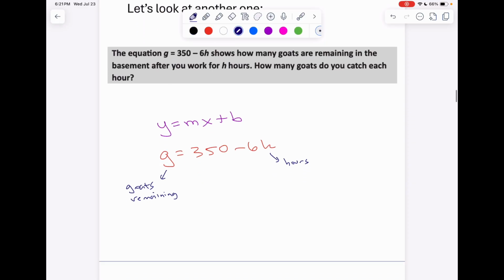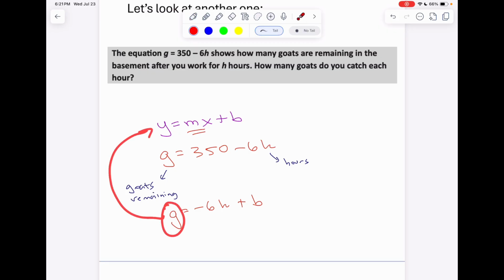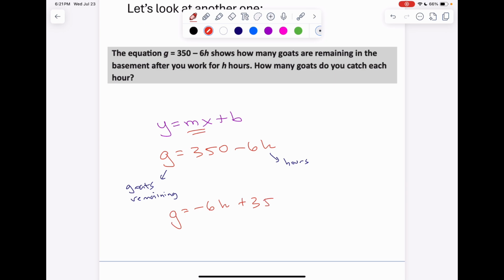Another way would be to rewrite this in y equals mx plus b form. G equals, we're going to put our variable term first, just like we have the variable term first here, negative 6h plus b. Now let's think about it this way. The g, the goats remaining, that's my y value. Oh, sorry, it should be plus 350 here, because that's what I have as my y-intercept, as my constant in our original equation. So let's try that again.